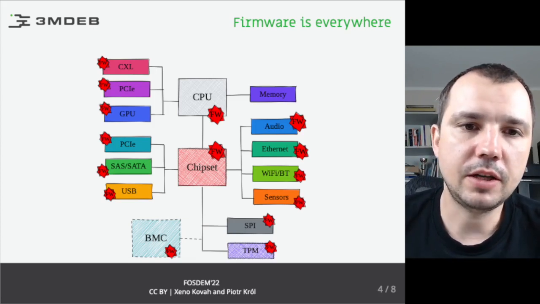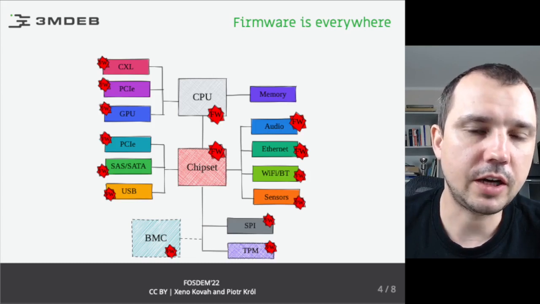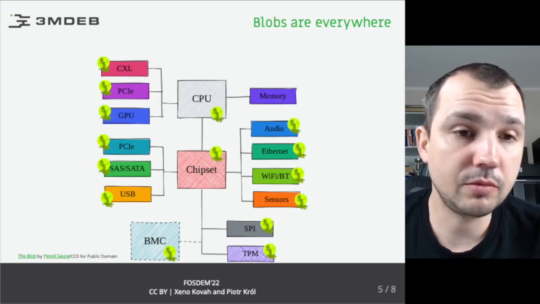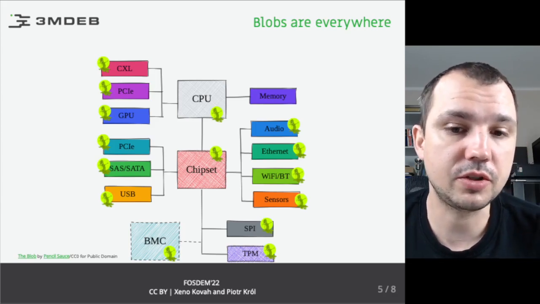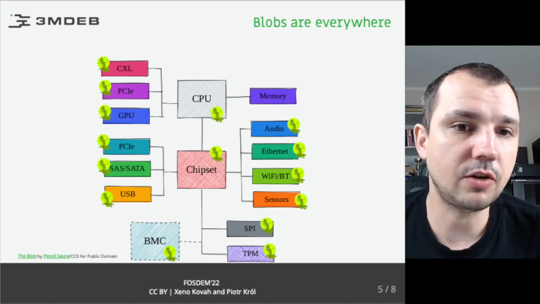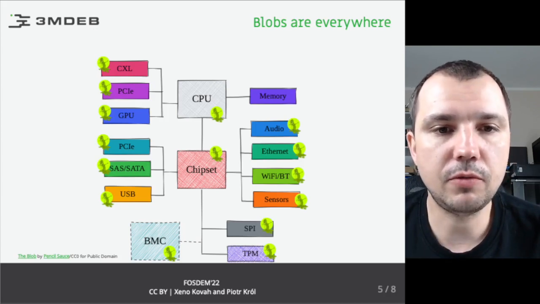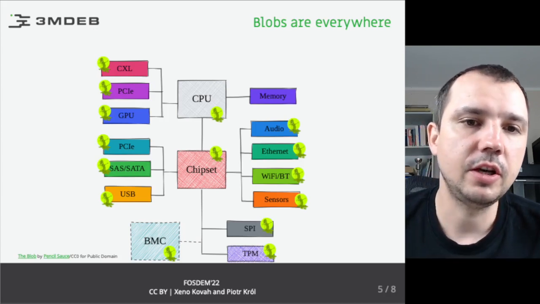So that's the state right now. We have a lot of firmware to take care about. But what does it mean? So that means most of this firmware is closed source. There is very little of that open, and there is a lot of work around open sourcing the ecosystem.